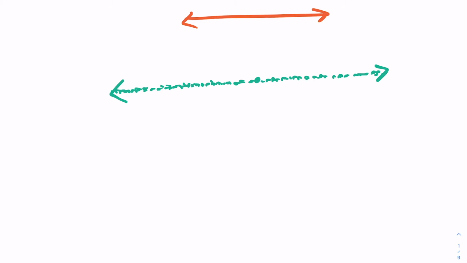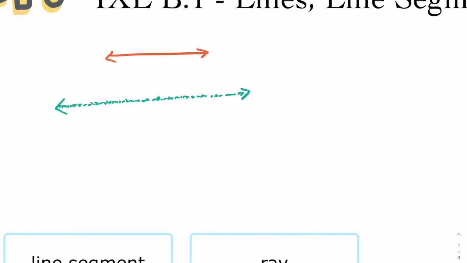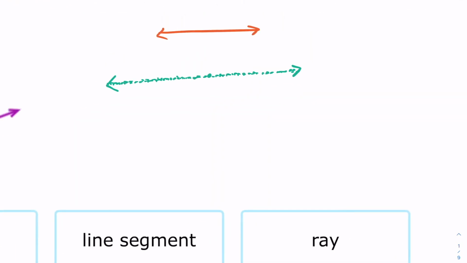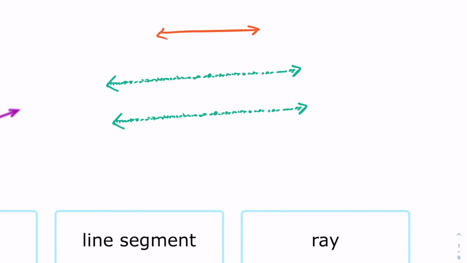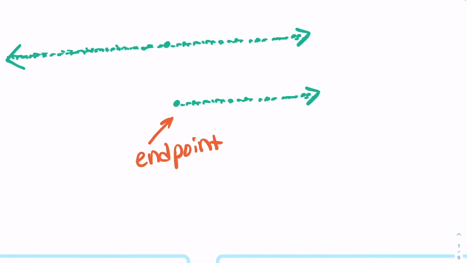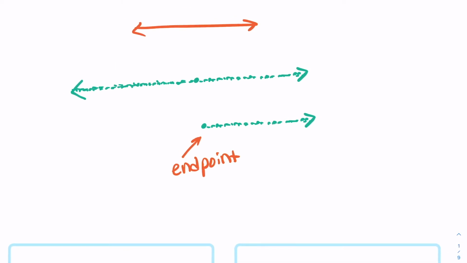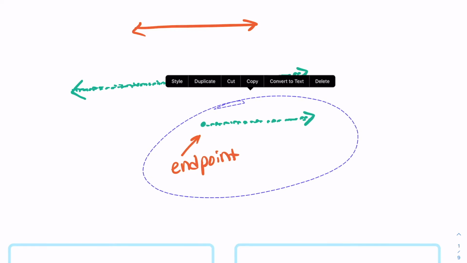All right. And then the next item we have is a ray. Well, a ray is when I have all of those same things happening, but it only goes in one direction. So it's pretty much a line that's been cut and it stops at what we call an endpoint. So a ray has an endpoint, and then it goes on forever in a particular direction. And a line segment then is when we take a ray and we also cut that.